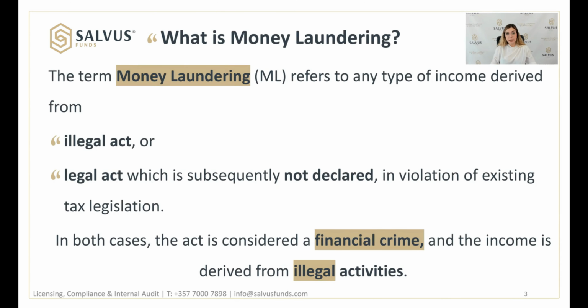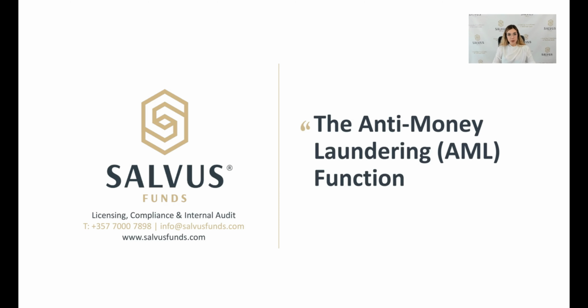Let's start by defining money laundering, often abbreviated as ML. Money laundering refers to any type of income that's either derived from an illegal act or derived from a legal act, but then not declared, for instance, failing to report it under tax laws. In both of these situations, the result is a financial crime, and the income involved is treated as being generated through illegal activities.